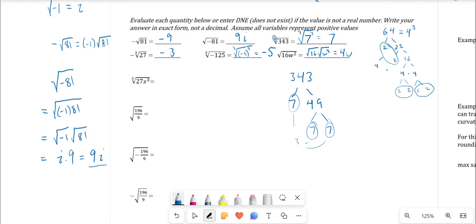All right, let's look at reducing some of these guys down here. Here I have the cube root of 27 times the cube root of x cubed. These are both cubes. This is 3 cubed, right? So we wind up with a 3. This is x cubed, so we wind up with an x.